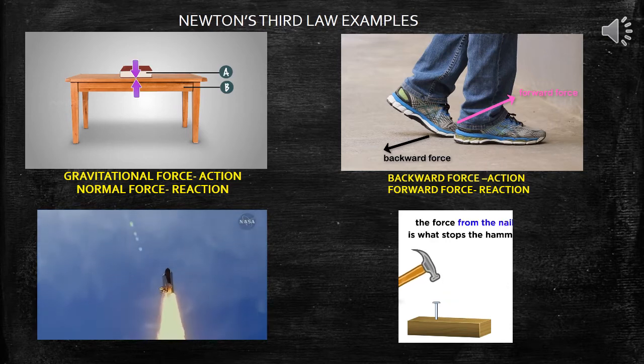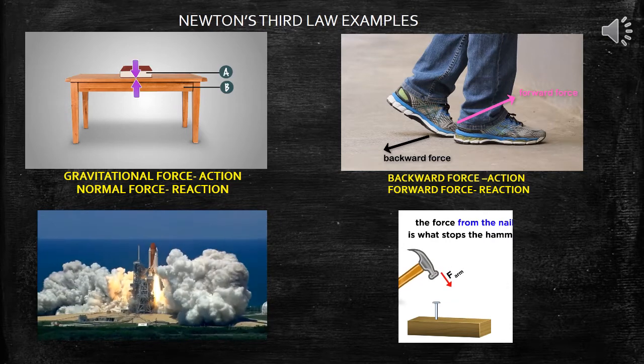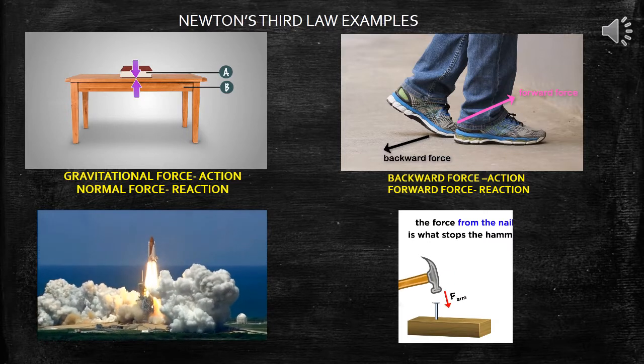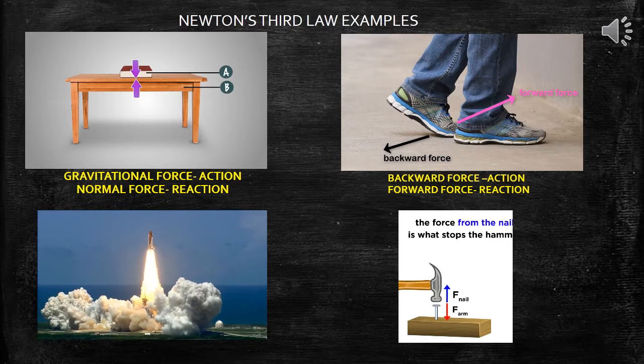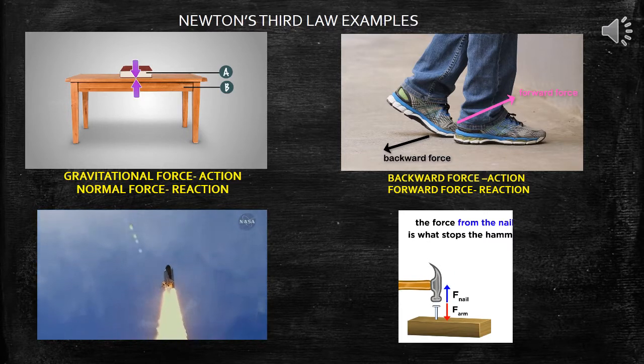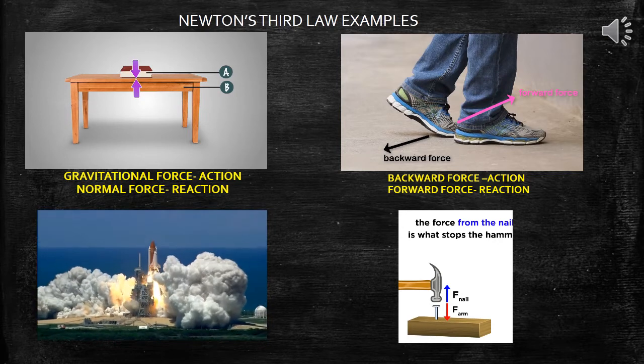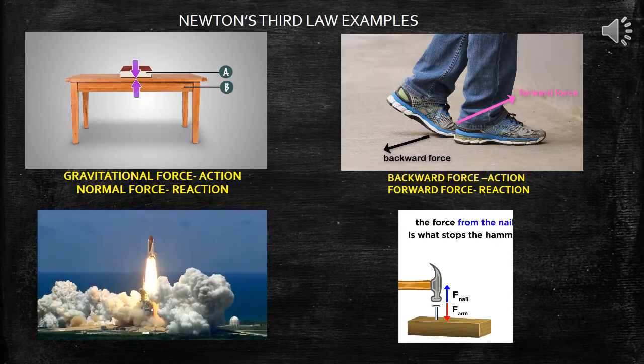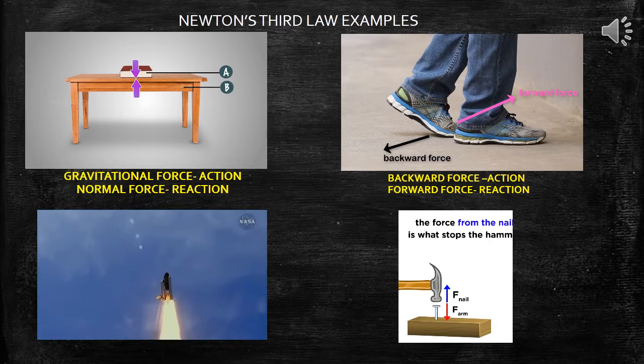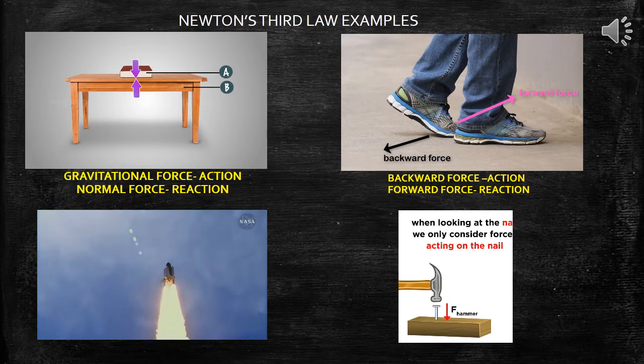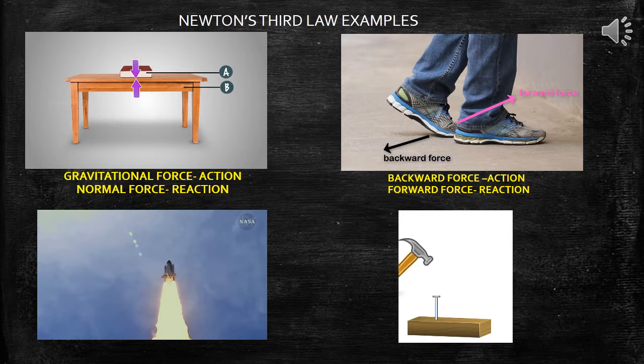The second one is about our walking. Here we are able to walk only with the help of the phenomenon called Newton's third law. When we push the ground with our foot, that backward force can be taken as action. The ground also applies an equal and opposite force on the foot. That is called reaction. So with the help of action and reaction forces, we are able to walk.